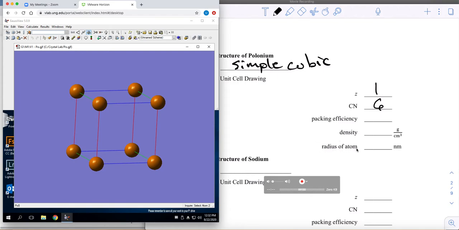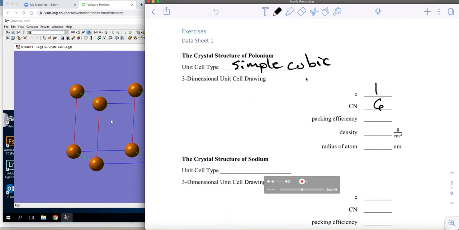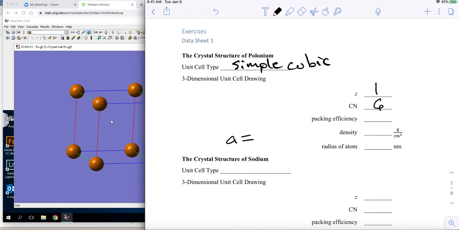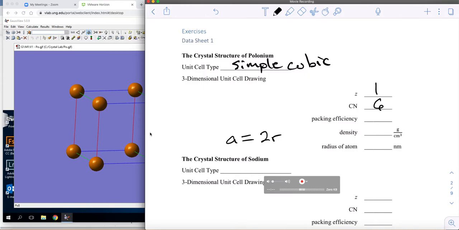And then the last calculation here, the radius of the atom, I will show quickly as well. This one's actually fairly fast. All of our different structure types have equations that relate the edge length to the radius. In the case of simple cubic, the edge length of the cube itself is going to be 2 times the radius of the atom.